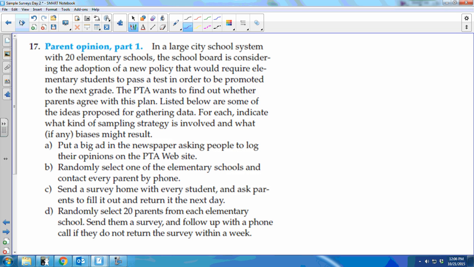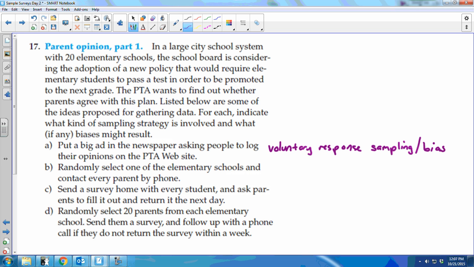That's bias. What kind of bias is it? Voluntary response bias. And it asks what kind of sampling strategy. That's the sampling strategy as well. It's voluntary response sampling, which leads to voluntary response bias. Right? It's in the newspaper. Not many people are getting the newspaper anymore. Then once you get the newspaper, look at the ad. Once you look at the ad, it says you have to log on to a website. So I'm just saying you're going to have pretty strong opinions if you're going to log into this website.